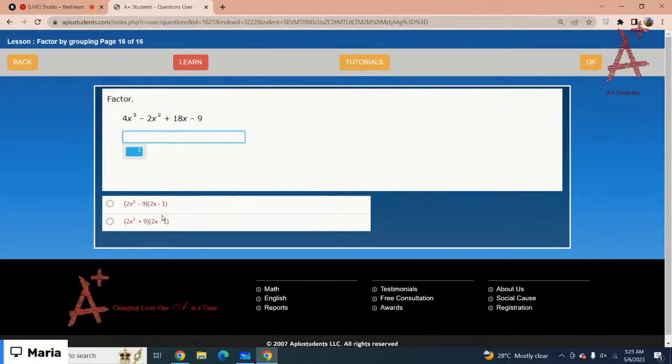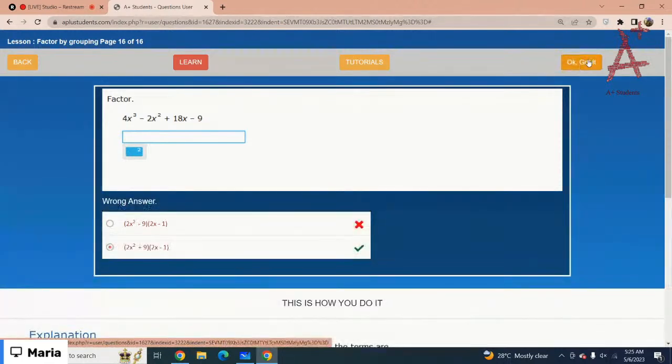The correct option is 2x square plus 9 times 2x minus 1. Okay, we are done with the lesson. Let's just move on to the next lesson.